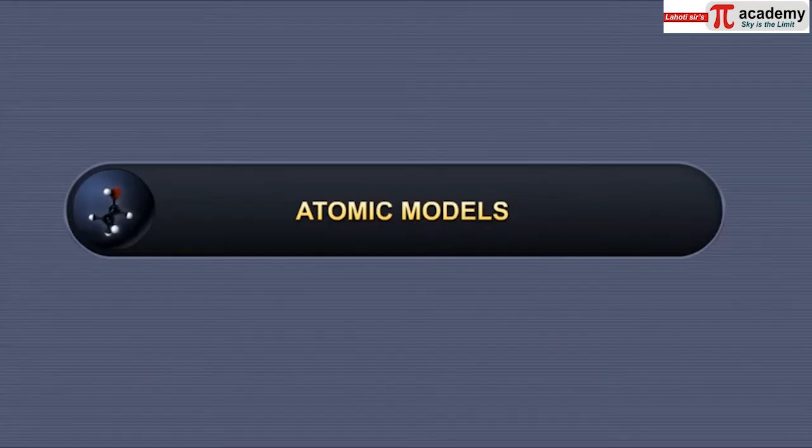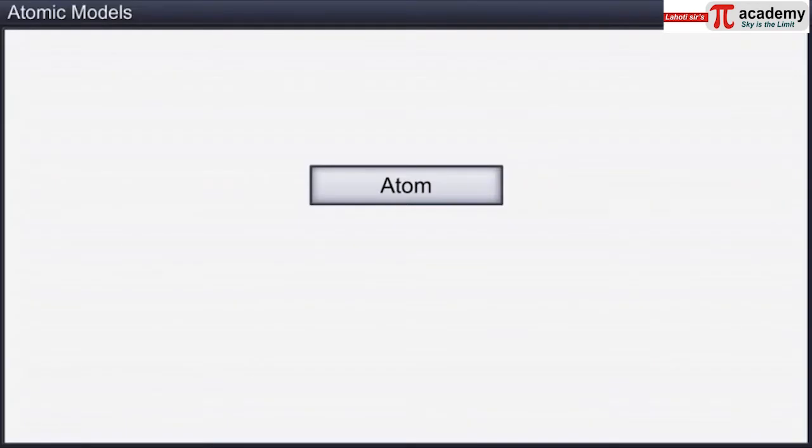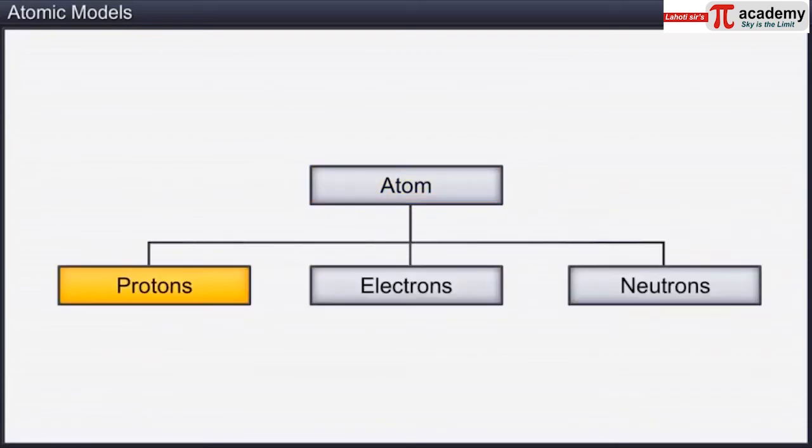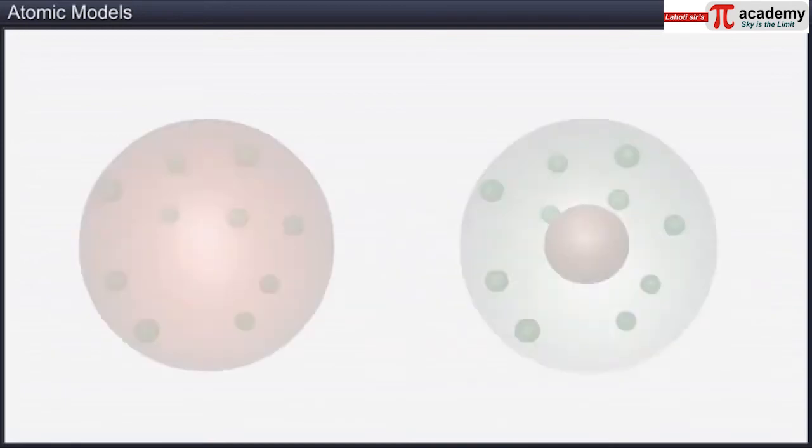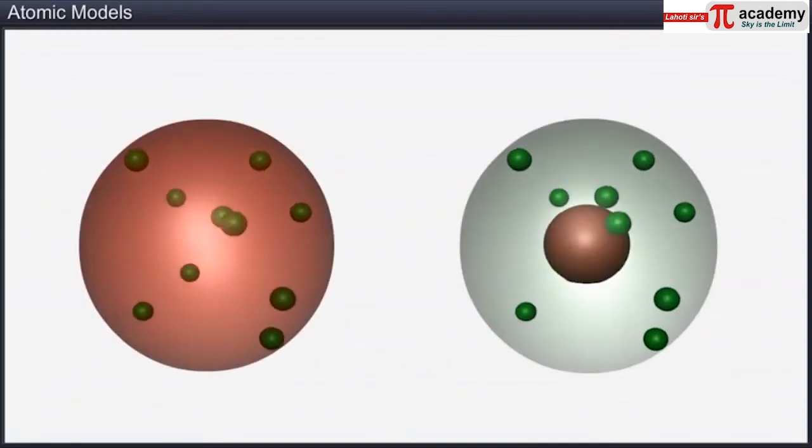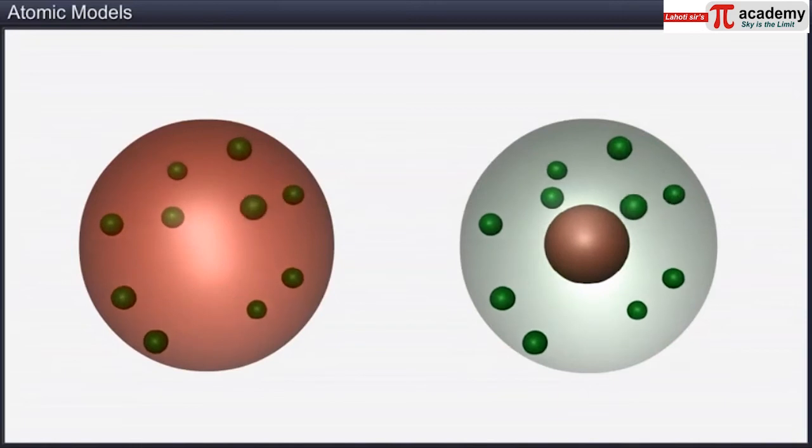In this module, you will learn about the various atomic models. Through various experiments, it was established that an atom consists of subatomic particles such as protons, electrons, and neutrons. Now, let us look at the arrangement of these subatomic particles in an atom. Different models were proposed to explain the distribution of subatomic particles in an atom.